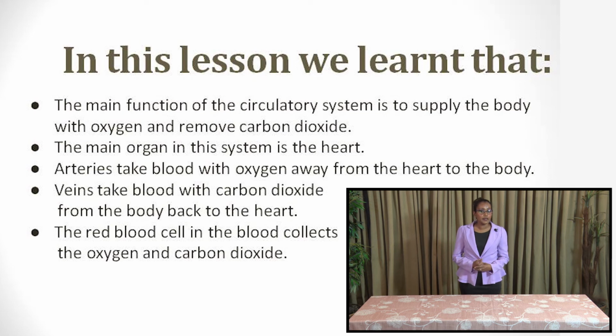Now let's review what we've learned in this lesson. We learned that the main function of the circulatory system is to supply the body with oxygen and remove carbon dioxide. The main organ in this system is the heart. Arteries take blood with oxygen away from the heart to the body. Veins take blood with carbon dioxide from the body back to the heart. The red blood cells in the blood collect the oxygen and carbon dioxide.